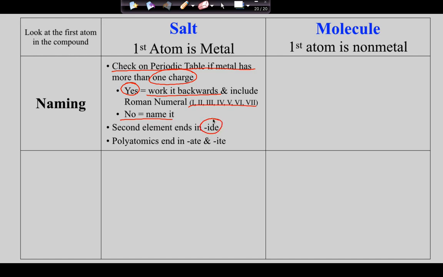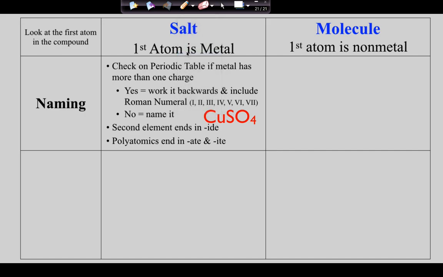Remember that the second element will end in "ide" if it is an element, and then it will end in "ate" or "ite" if it's polyatomic, again with the exceptions of cyanide, hydroxide, and peroxide. Now, an example of that would be something like CuSO4. Copper is a metal. Therefore, we know that that substance is a salt. We look up copper.